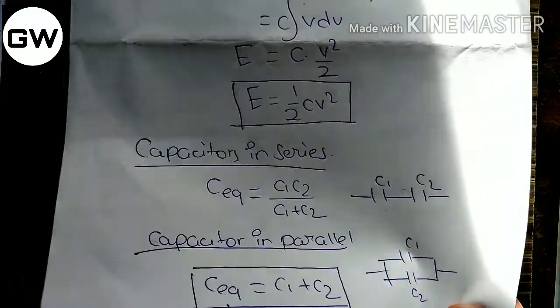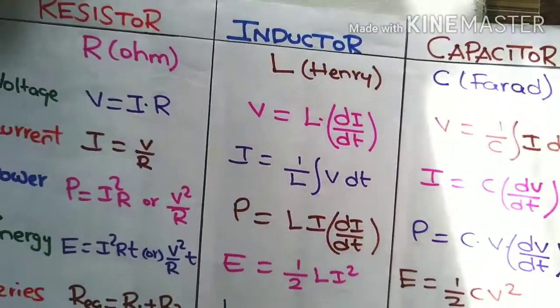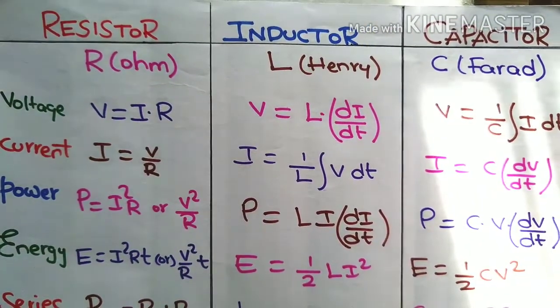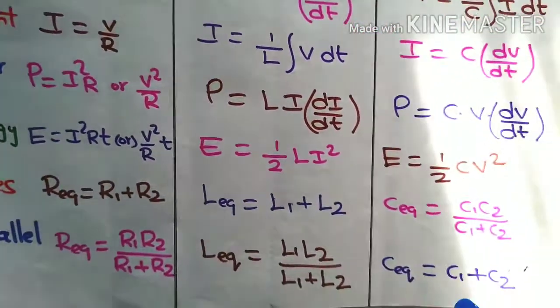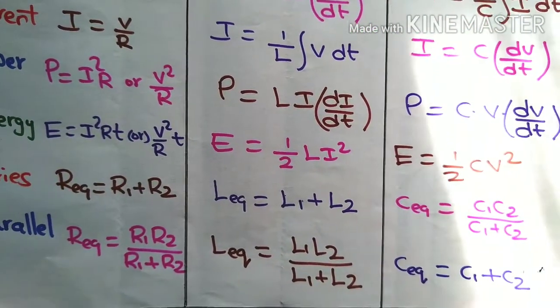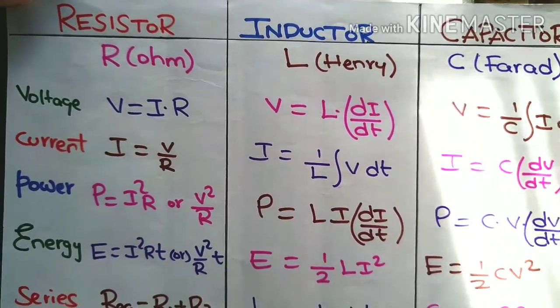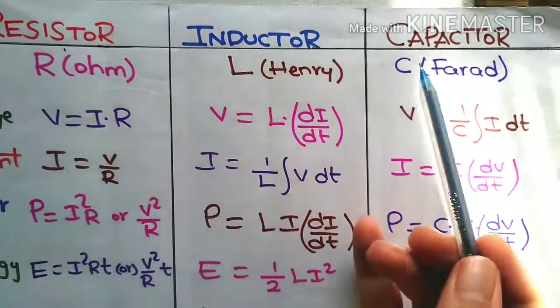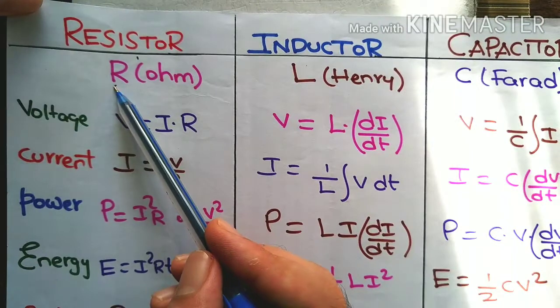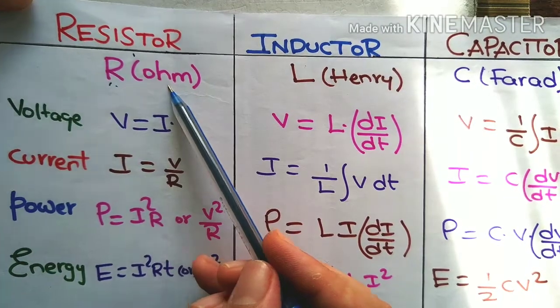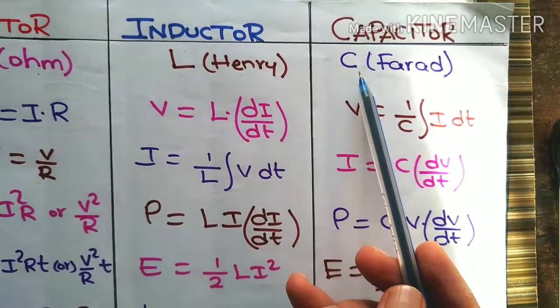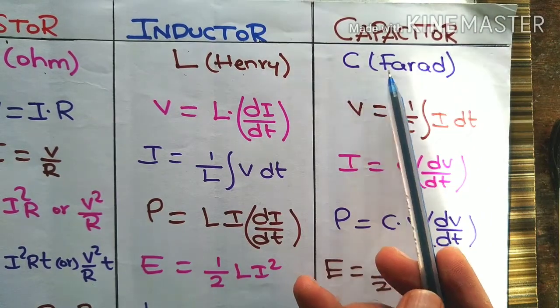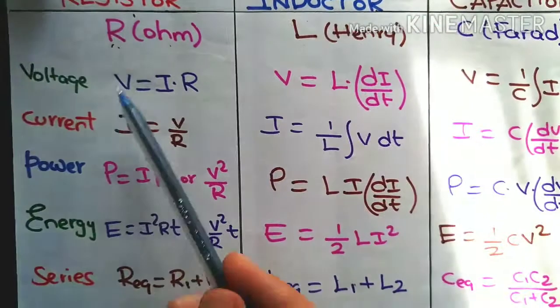Now let's have a quick recap of what we have studied. For that I have already written these formulas on one page so that you could take a screenshot. I will be explaining resistor, inductor and capacitor. The resistor is denoted by the symbol R and the unit for resistor is ohms. Inductor is denoted by the symbol L and the unit for the inductor is Henry, and the capacitor is denoted by the symbol C and the unit for the capacitor is farad.